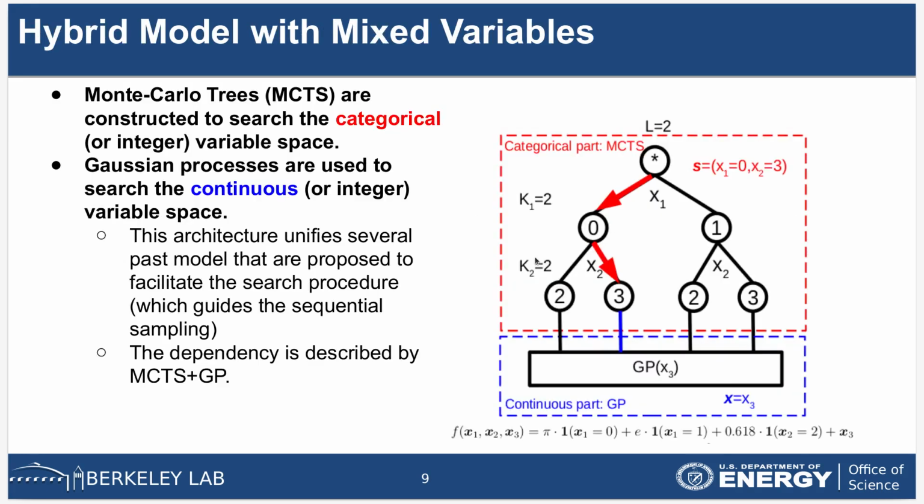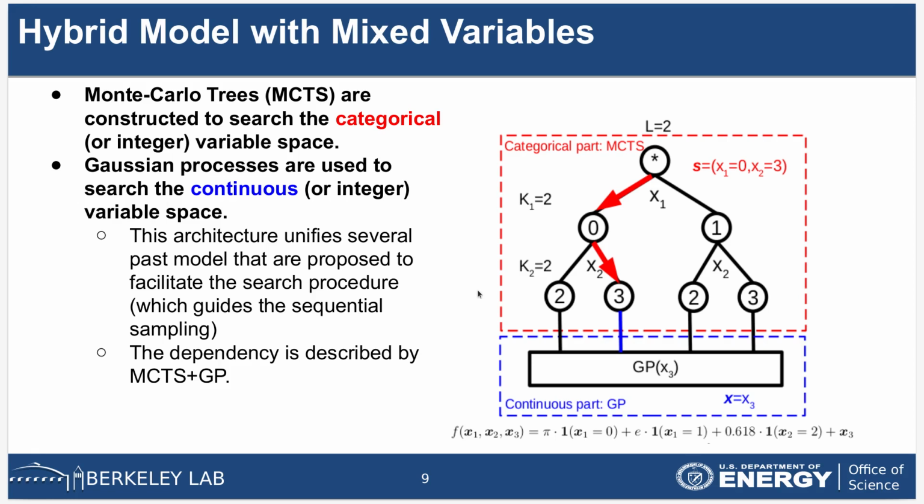So our approach is to introduce this innovative new model architecture by combining the Monte Carlo tree search and the Gaussian process when we are building our surrogate model for the underlying black box algorithm. More precisely, in our hybrid model, the Monte Carlo tree search will handle the categorical part of the variables, and the Gaussian process will still handle the continuous variables as we introduced earlier.